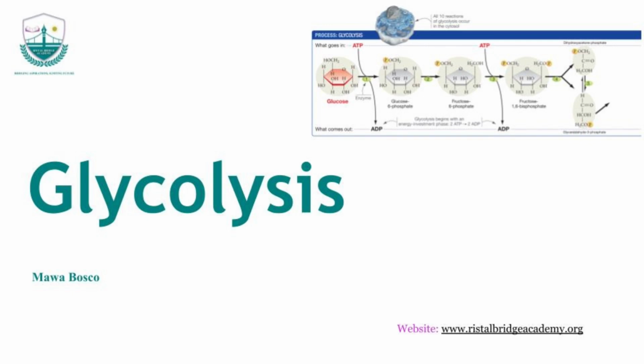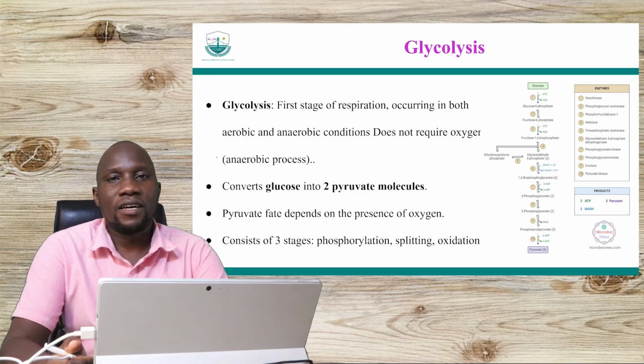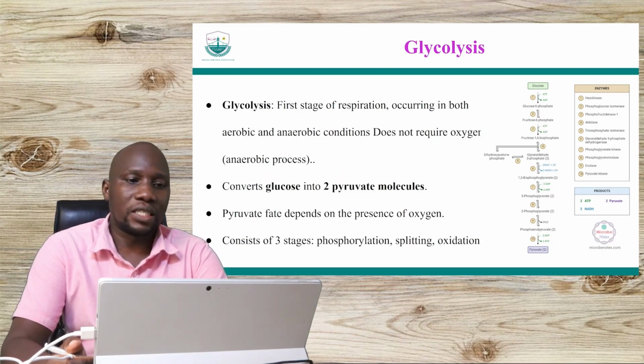So starting with the first major stage of respiration, and that is glycolysis. This is basically the first stage, and it occurs in situations where you have oxygen and also in situations where you don't have oxygen. So we say that it occurs in aerobic and anaerobic conditions. The emphasis here is that even in absence of oxygen, it can still occur.